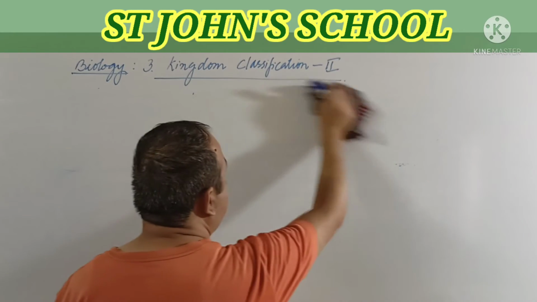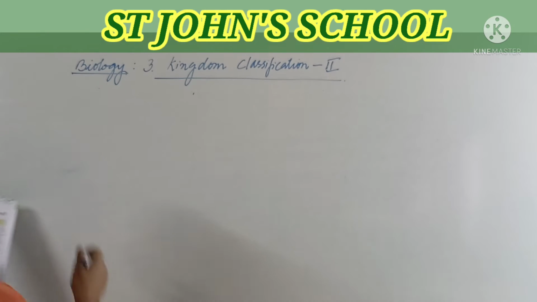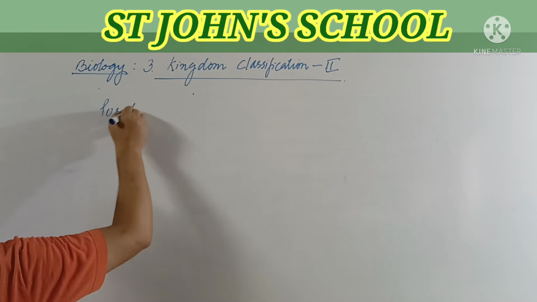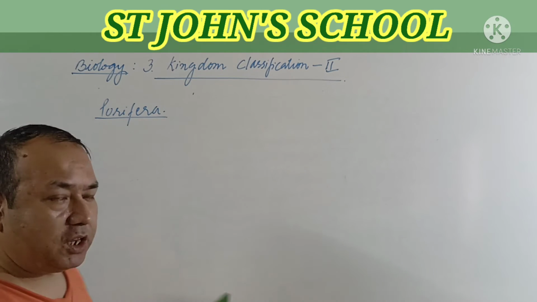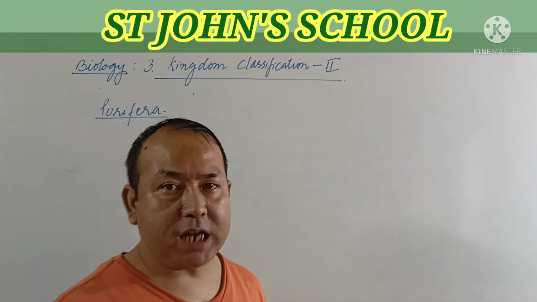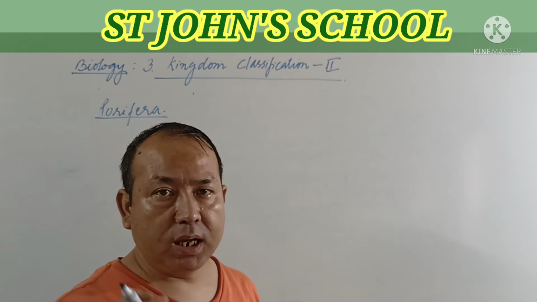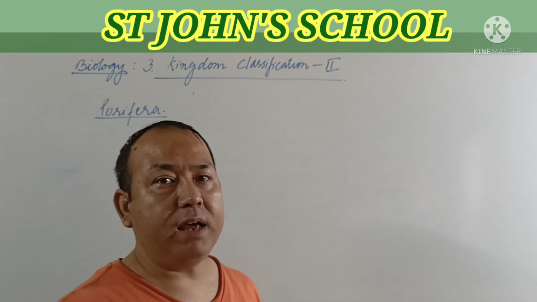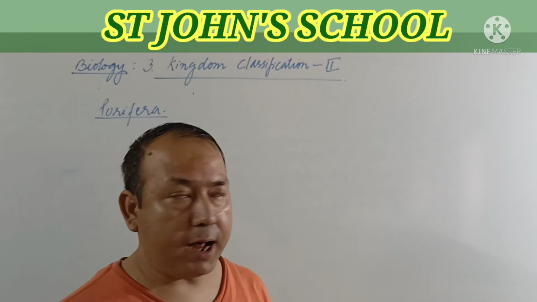Okay, porifera, one of the invertebrates. The first group of invertebrates is porifera. Its name suggests that these are the animals which have pores throughout their body. Presence of pores is a very significant identifying feature of the phylum Porifera.